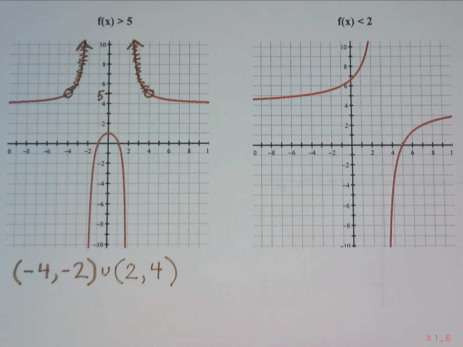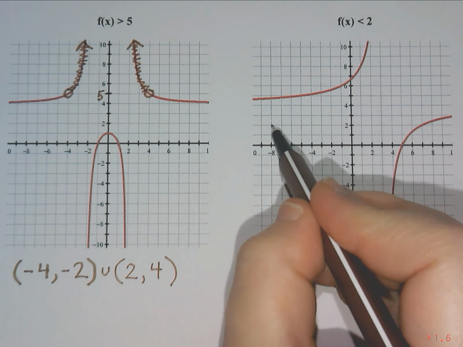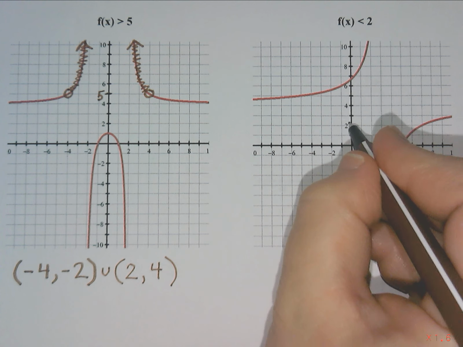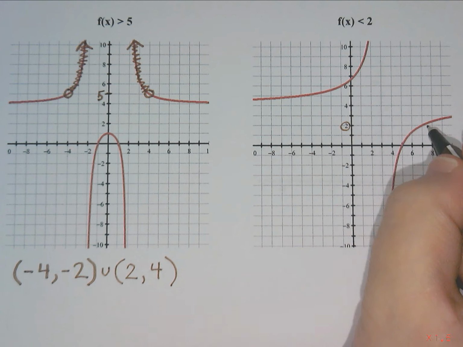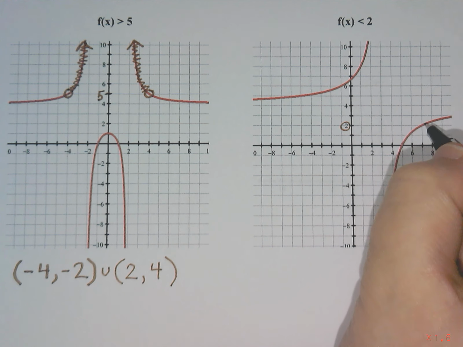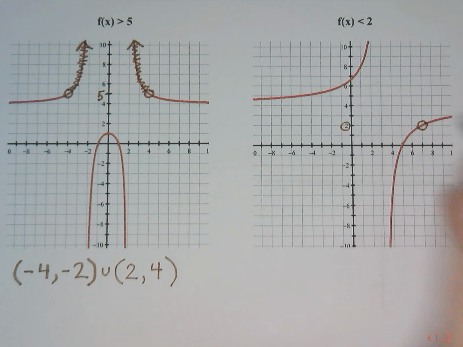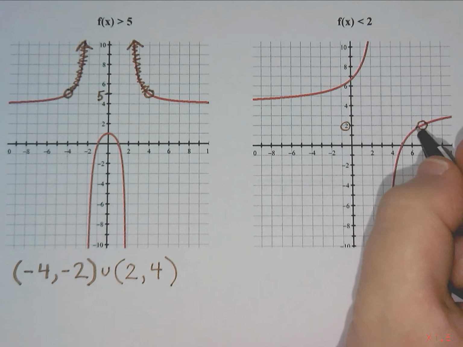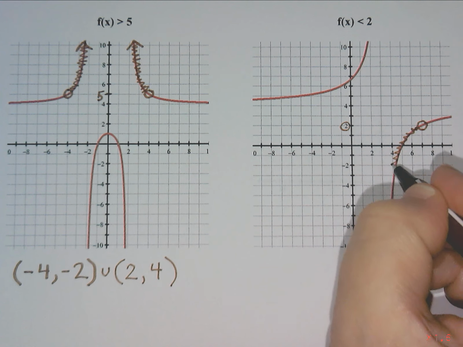All right, our last one here, we have f of x is less than 2. So I'm going to start by figuring out where my y values are at 2. And I see I have a point here. It doesn't have the equal sign on it, so I'm going to do an empty circle. And then we're doing less than. So we're looking for all the y values that are smaller than 2, which would be this section here.